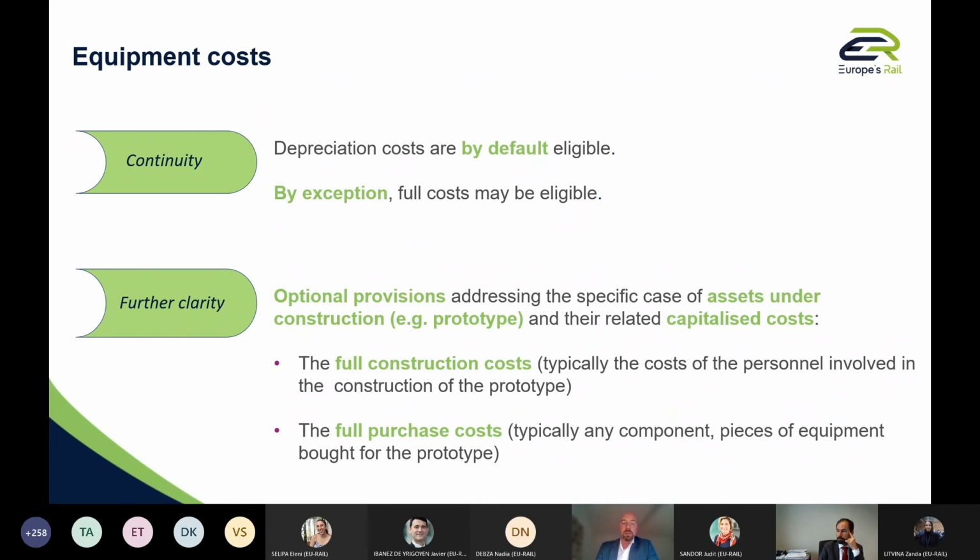You can, for instance, consider the full construction cost, typically the cost of personnel involved in the construction of the prototype, or the full purchase cost of the component pieces of equipment, both for the prototype, but for the equipment itself, usually the principle is the depreciation. And again, in the grant agreement annotation, you would see what can be considered acceptable as cost of equipment, and you build your proposal based on these elements. Next slide, please.